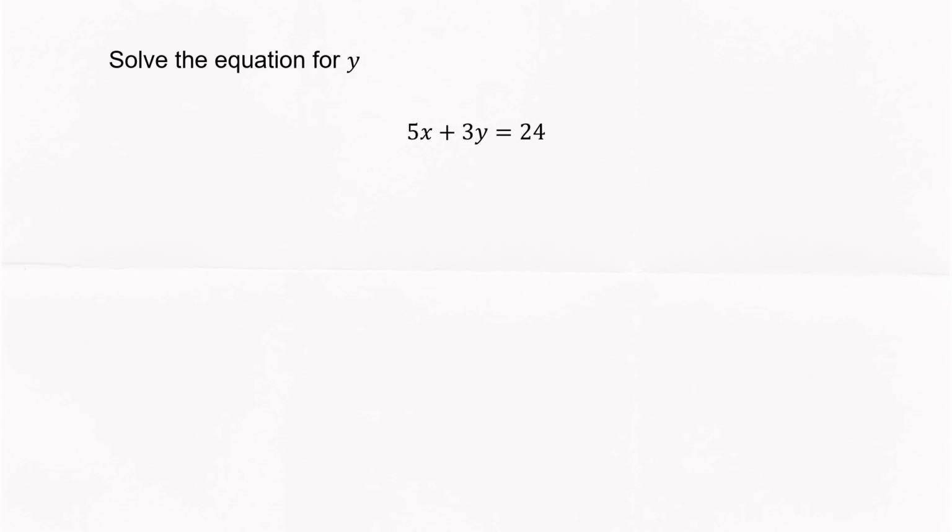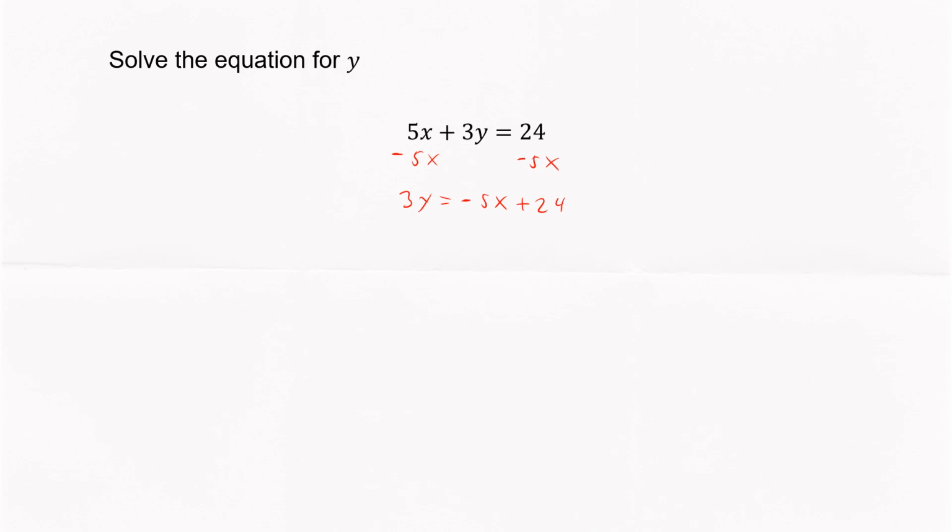So how we do that is, the first thing we do is look at our equation, 5x plus 3y equals 24. Because we have a 3y on the left, we want to keep it there. So the first thing we do is we subtract 5x from both sides. Then what's left on the left side is 3y equals, let's write the negative 5x first, plus 24. Now we have 3y equals negative 5x plus 24.